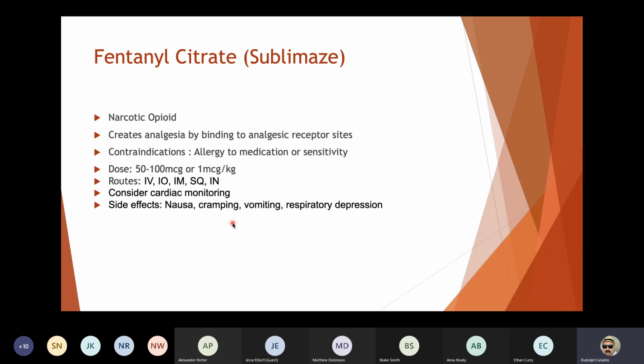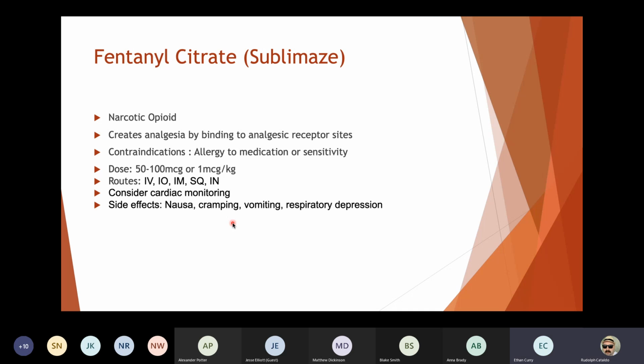Be sure that if you're going to give somebody fentanyl, you should probably put them on cardiac monitor. You should probably have them at least on a 4-lead, for the simple fact that we want to monitor their heart rhythm and what their heart's doing when we're giving them fentanyl. And then some of your common side effects: nausea, cramping, vomiting, and potential respiratory depression, potential hypotension, a drop in blood pressure. So there's a couple different side effects, and it really depends on the person as well.